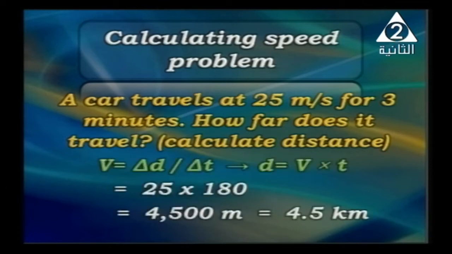So the answer is V equals delta D divided by delta T. It means the distance divided by the time. So distance equals V times T, speed times time. So 25 times 180, which comes from changing 3 minutes into 180 seconds. So it equals 4,500 meters, which equals 4.5 kilometers if it needs to be changed to kilometers.